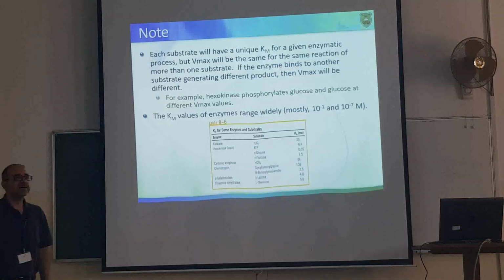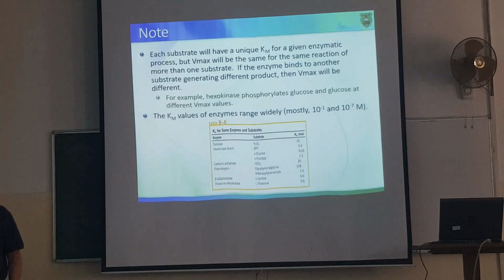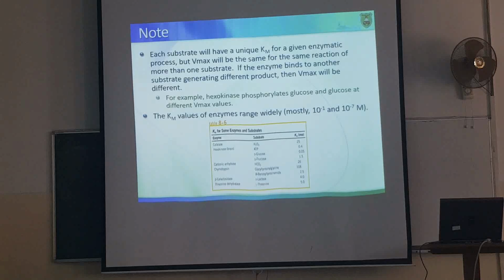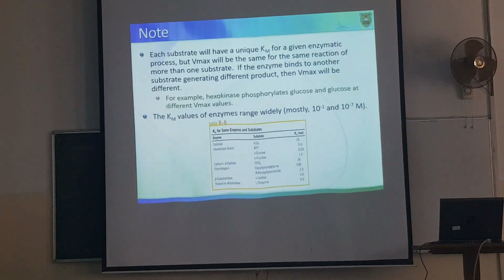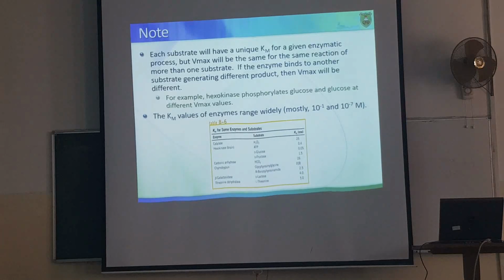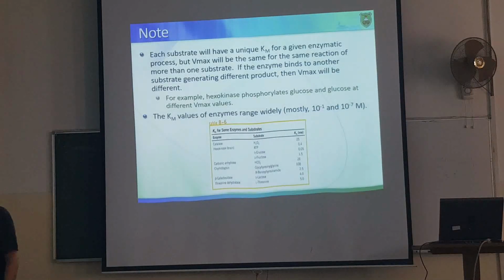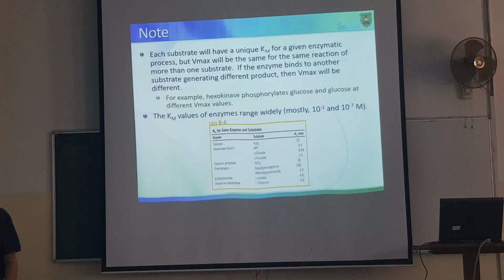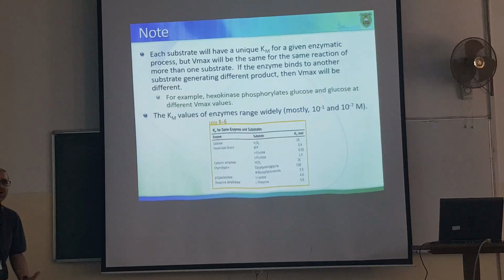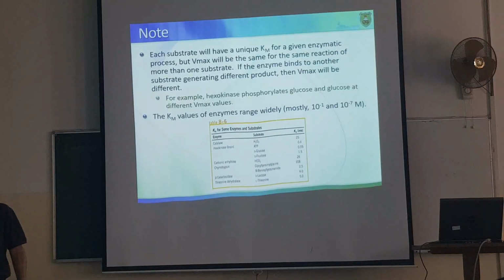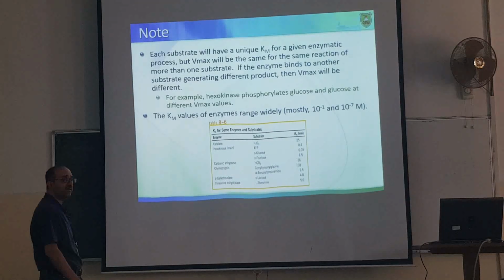But which one has the lowest affinity? Somebody. Fructose. ليش؟ لأنه I need really high concentration من الفركتوز عشان أعبي 50% من الأكتيف سايتس. Okay? I need 1.5 millimolar. لأنه الافينيتي واطية، فأنا بحاجة لكمية أكبر عشان أعبي الأكتيف سايتس. So that basically what it means.